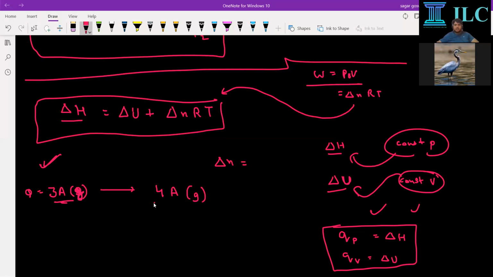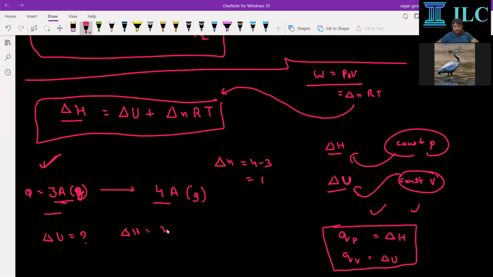Delta n is the total number of moles of products minus the total number of initial moles. So 4 minus 3, can we say it is 1? Yes. So for this reaction you have to find out the delta U. And suppose I have already given you the delta H.